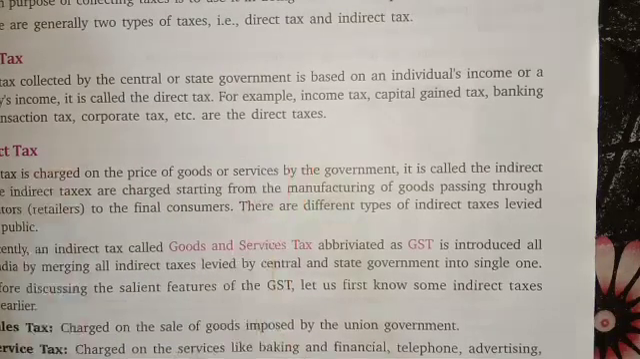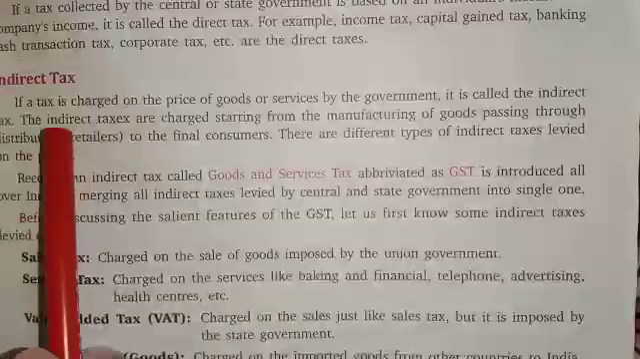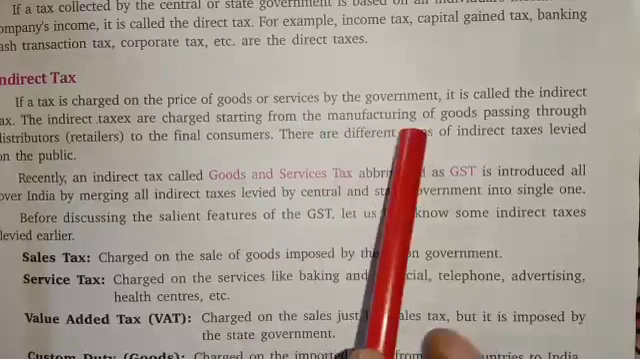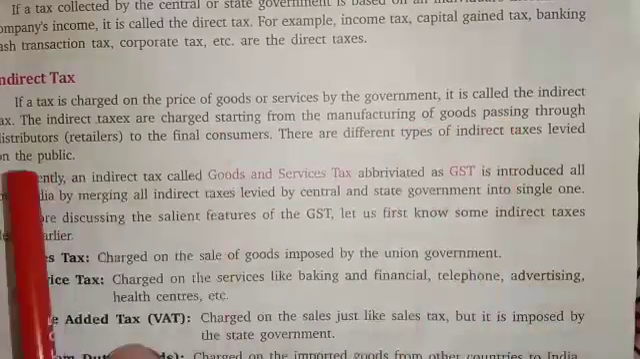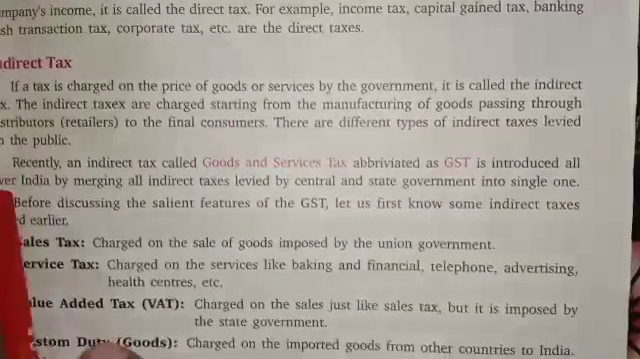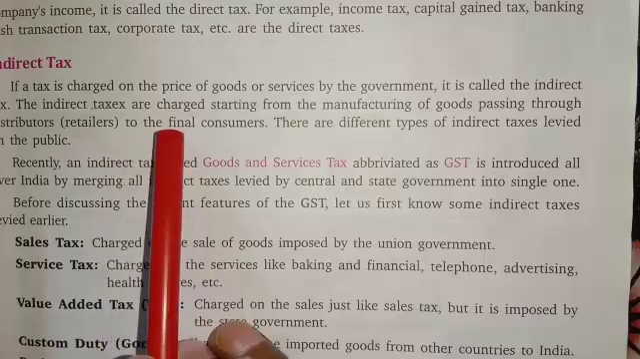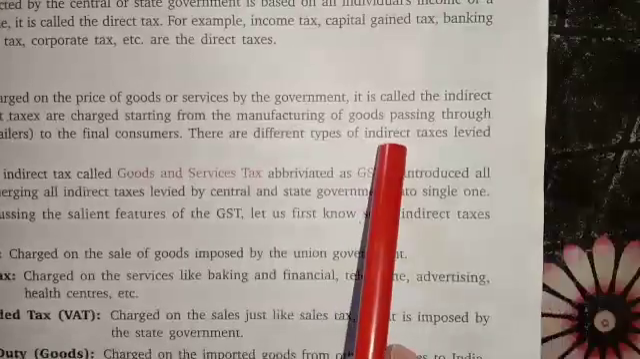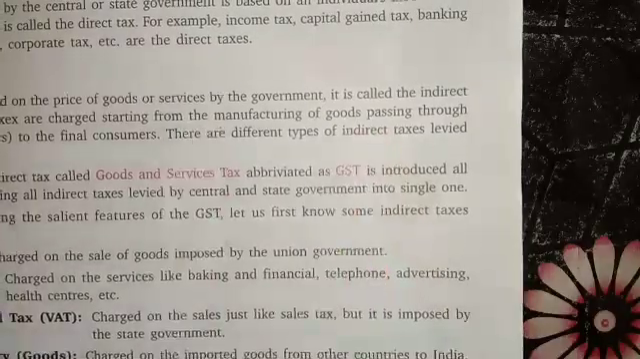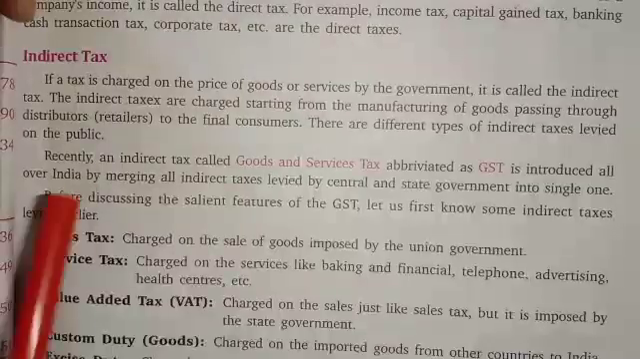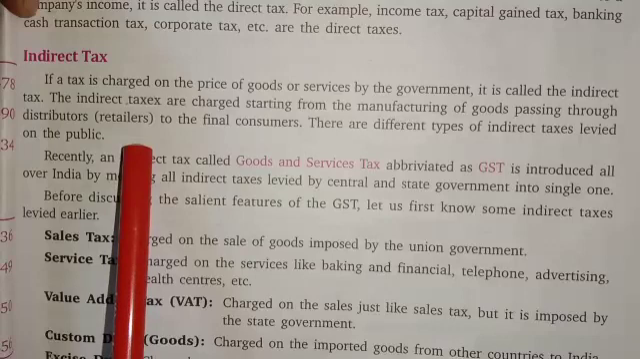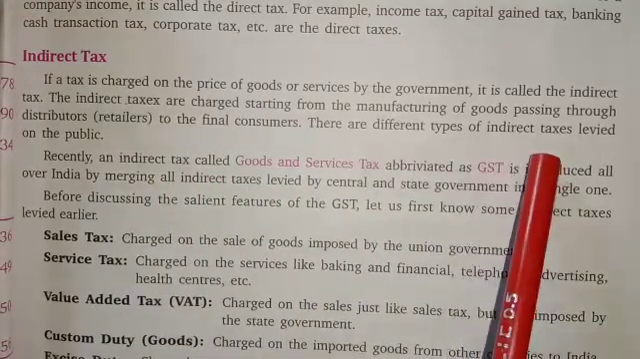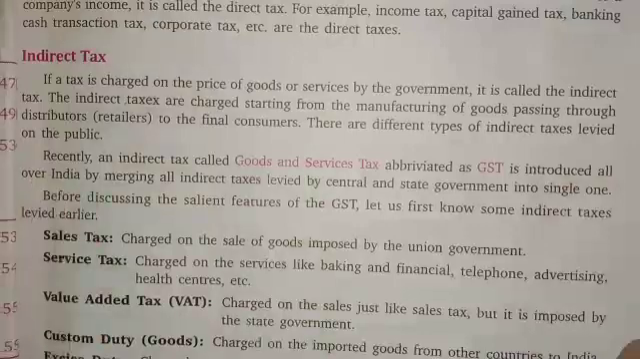Okay. Next is indirect taxes. If a tax is charged on the price of goods or service by the government, it is called the indirect tax. The indirect taxes are charged starting from the manufacturing of goods, passing through distributors like retailer to the final consumer. There are different types of indirect taxes levied on the public.